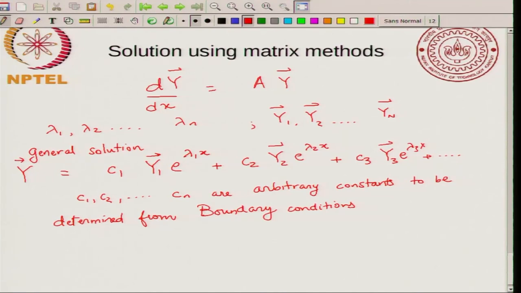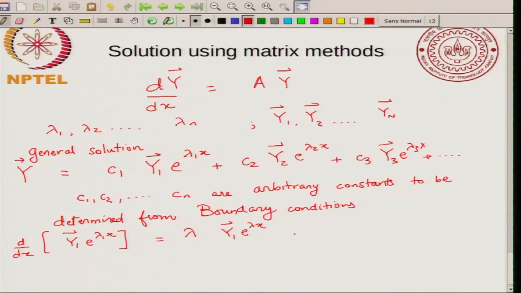So, what did I do? I took this y and I wrote it as, let us just consider one of these terms. Suppose I just look at y1 e to the lambda 1 x. Okay. Now, if I take the derivative of this with respect to x, d by dx of this, you can clearly see that I will just get lambda times y1 e to the lambda x.